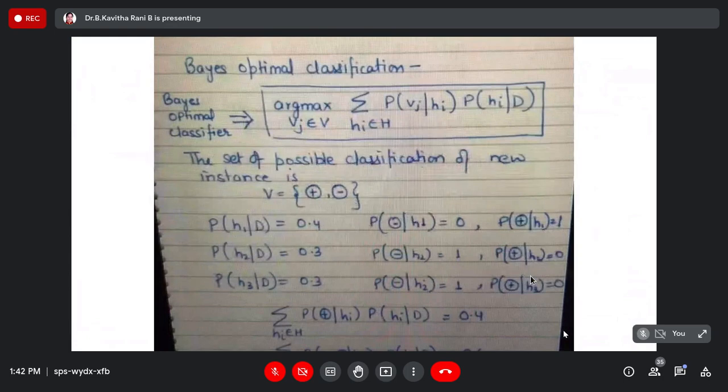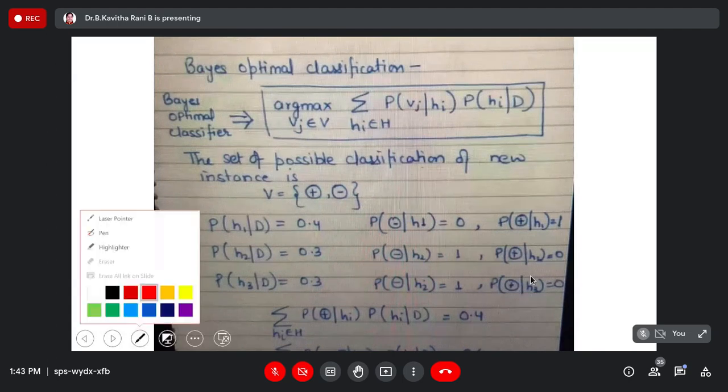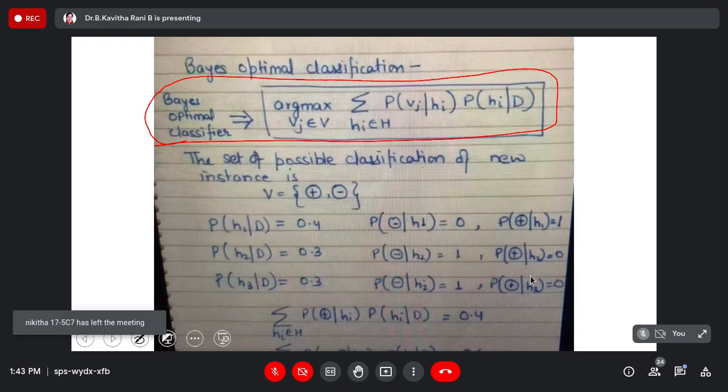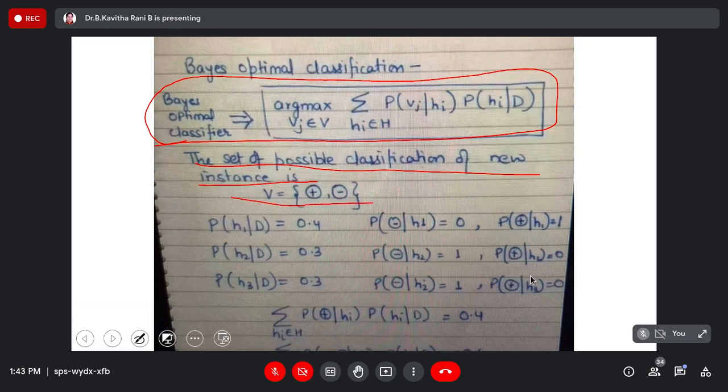So here you see, when we are applying a Bayes concept, this is the formula which we will be using. Now take the new instance and apply Bayes optimal solution to that. The set of possible classifications of the new instance is V equal to positive, negative.